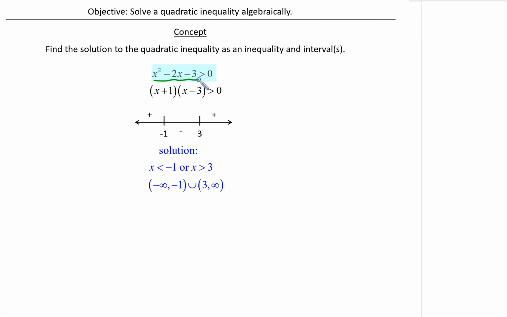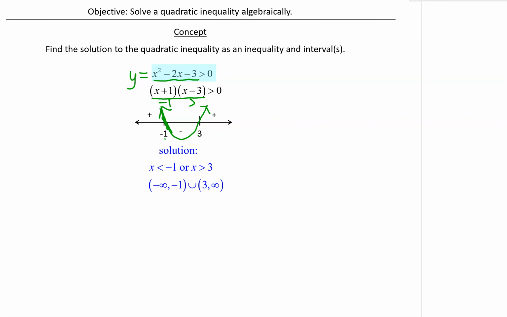This quadratic represents a function, y equals, which would be a parabola. That parabola has zeros of -1 and +3. And that's what we're seeing here on our number line. And the parabola opens up because a, again, is positive. So we're looking at this situation.